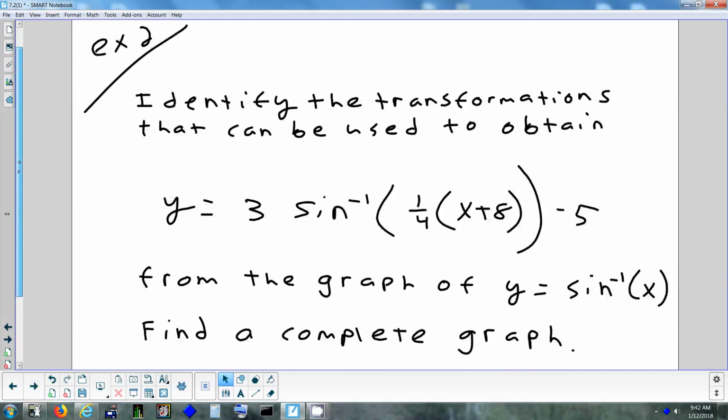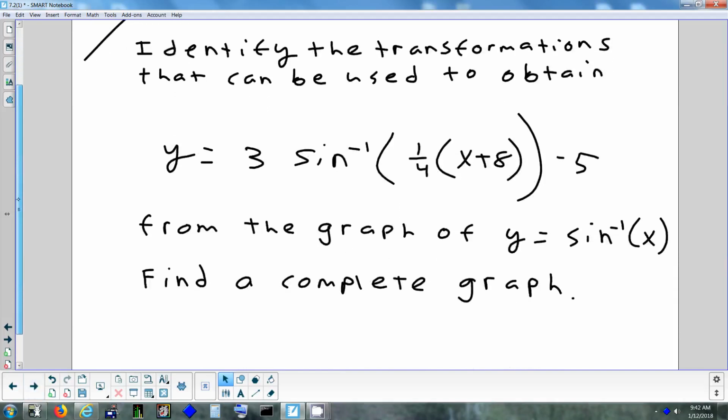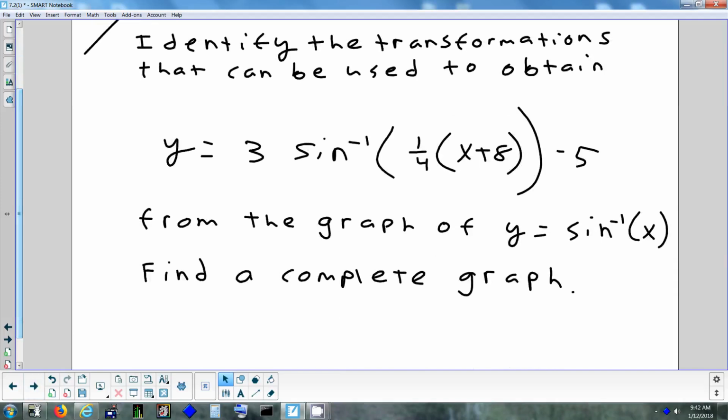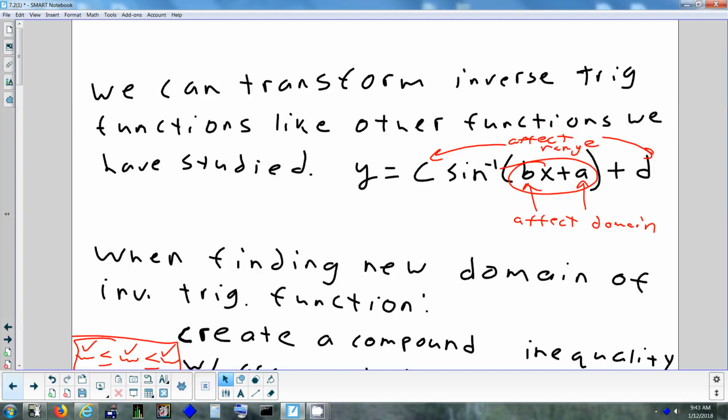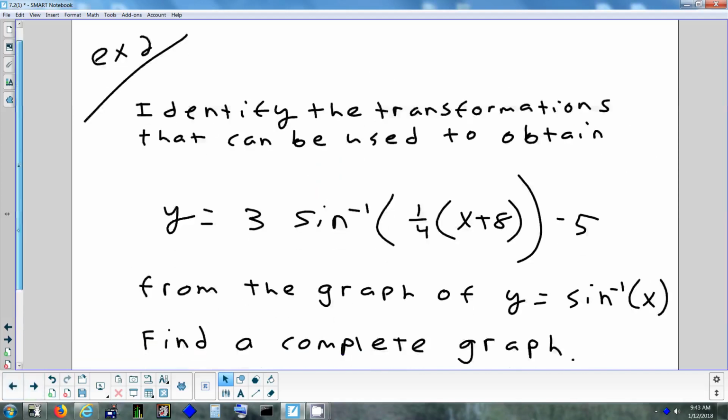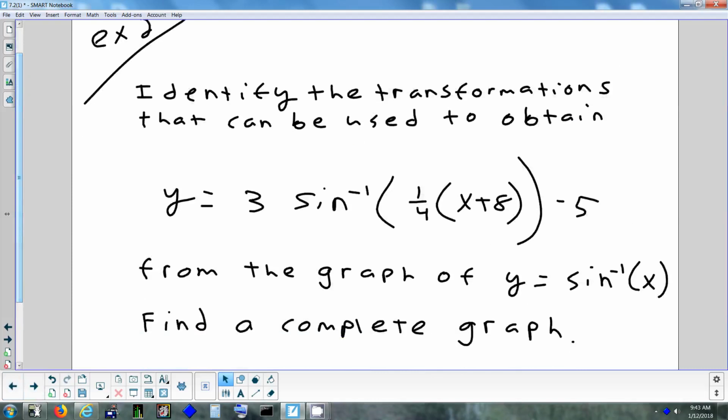Okay, this one, it's kind of like what we've been doing, just identify the transformations. What might you want to do first there? Because it's not really written in this format. Not exactly. What could I do to that equation to make it in that format? Yep. Distribute the 1/4, so then you could have this. Now it's written A, B, C, D. Now we can do it.